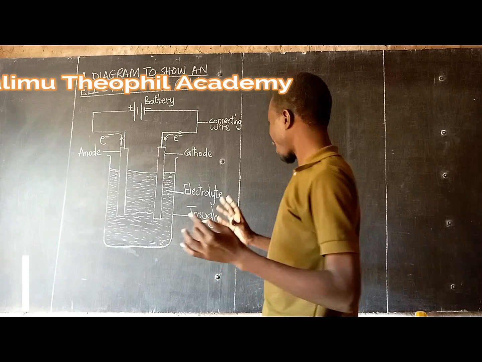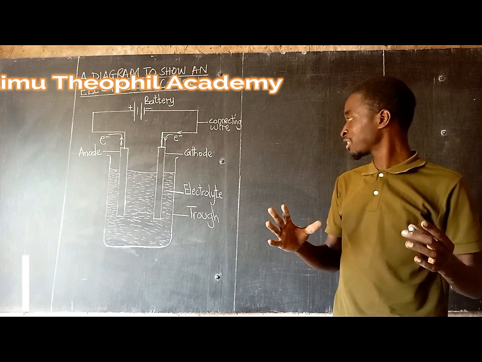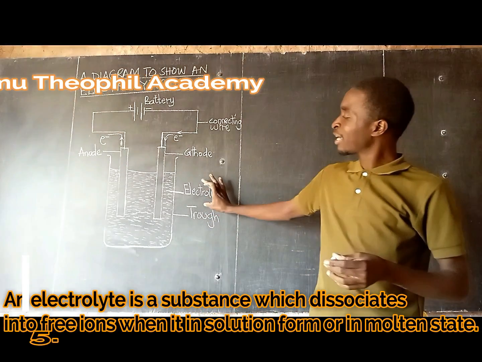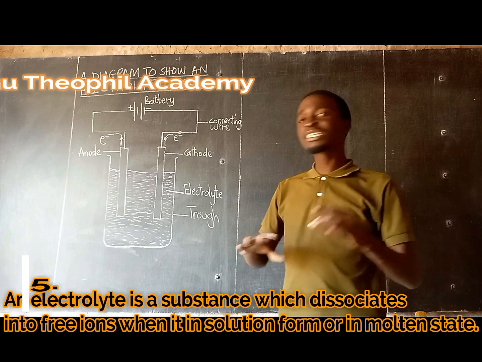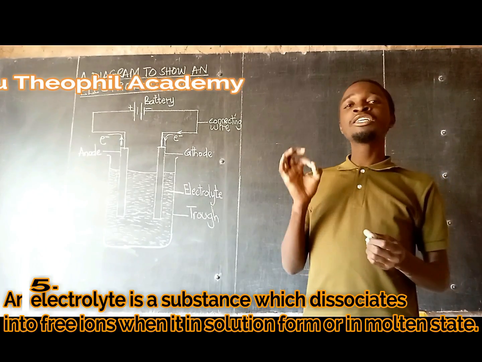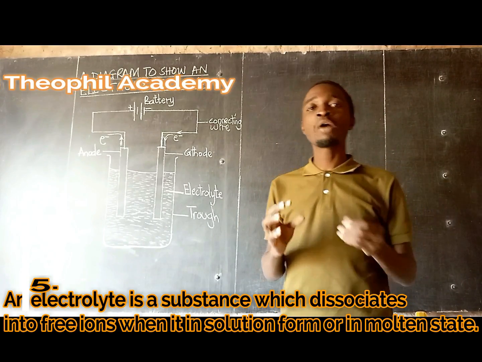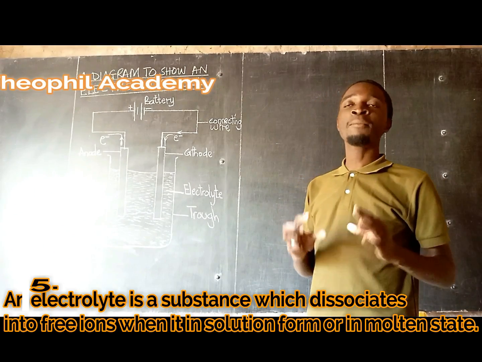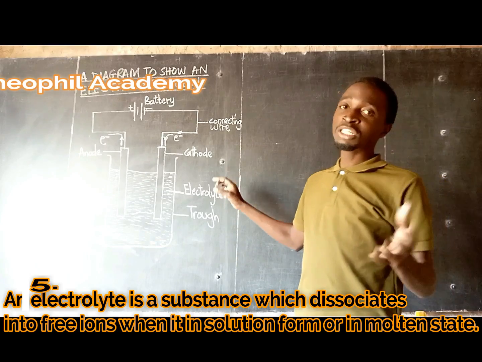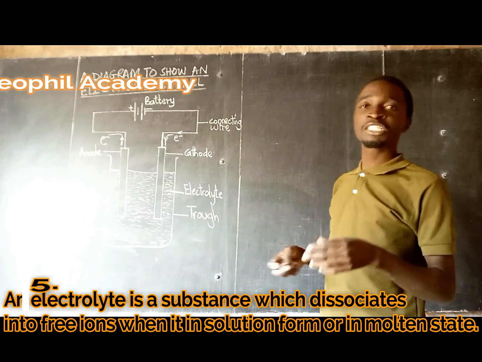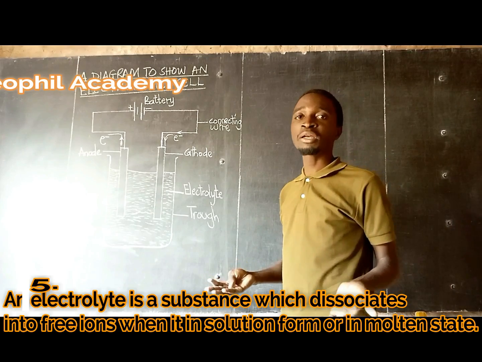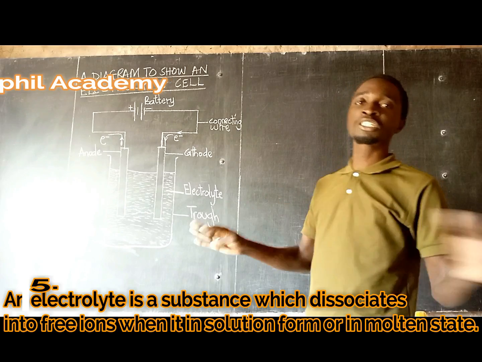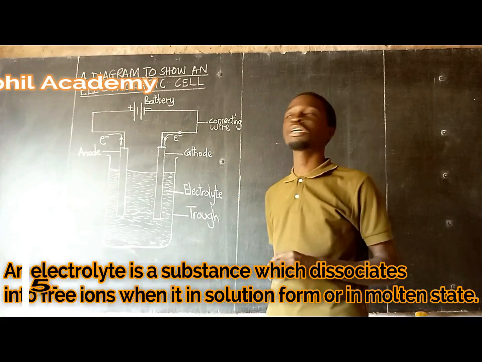Now, what is an electrolyte? As I defined it in the previous lesson, an electrolyte is a substance which dissociates into its free ions when it is in a solution form or when it is in a molten state. A good example of electrolyte we saw is common salt, sodium chloride. Sodium chloride is an example of electrolyte, as when it is dissolved in water, it is capable of dissociating into its free ions, which are sodium ions and chloride ions.